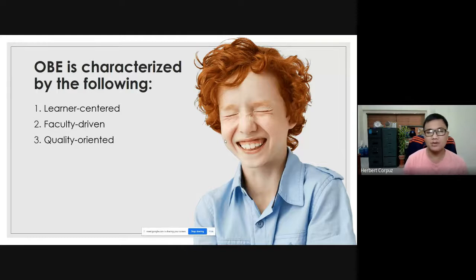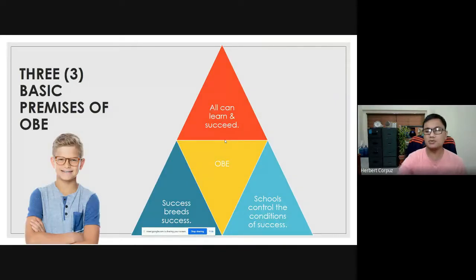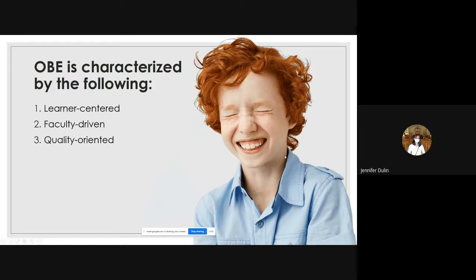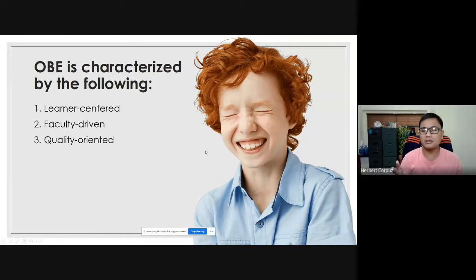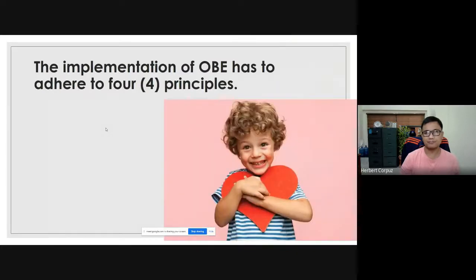So reviewing the three basic premises, this would mean that this premise, all can learn and succeed, is about OBE as being learner-centered. Success breeds success is a statement to explain OBE as quality-oriented. And the last one, that schools control the conditions of success, it's about being faculty-driven. So ito yung tatlong katangian ng outcomes-based education. Outcomes-based education.